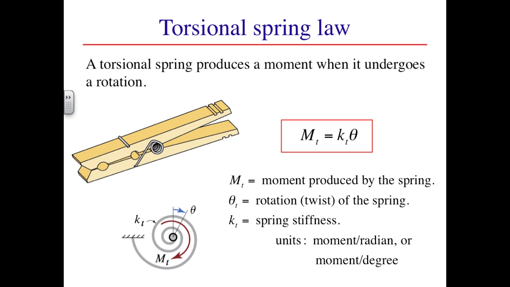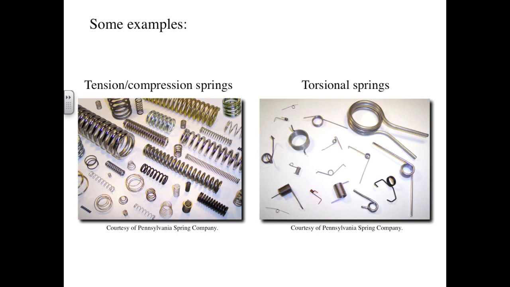As a radian is a dimensionless measure of angular displacement, we might also say that the torsional spring constant just has units of moment. So whereas a linear spring has a spring constant with units of, for instance, pounds per inch, the torsional spring has a spring constant with units of inch-pounds. Some examples of linear and torsional springs are shown on this slide.